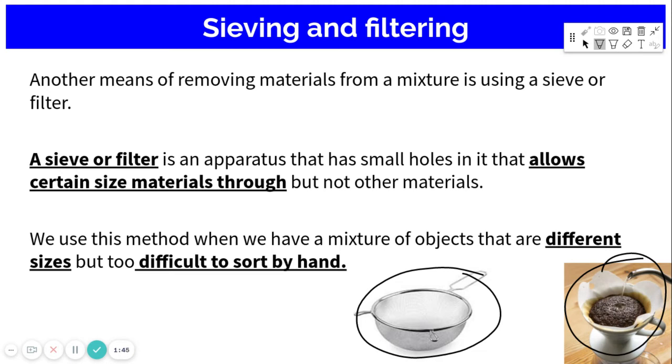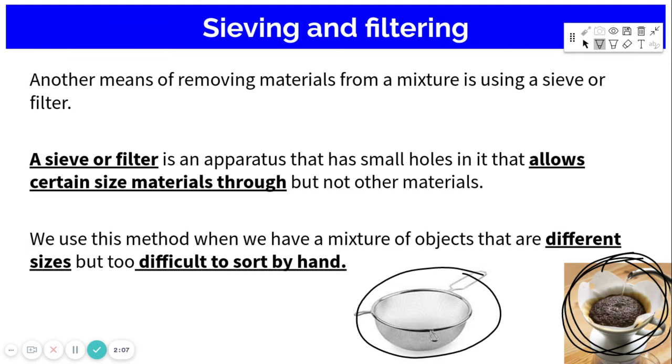We use sieving and filtering when we have a mixture made of substances that are two different sizes. Let's talk about an example. Here's a mixture of hot water and coffee down here. We mix those two together. The particles of water are much smaller than the particles of ground coffee. When you mix them together, the water absorbs some of the flavors and caffeine from the ground coffee.